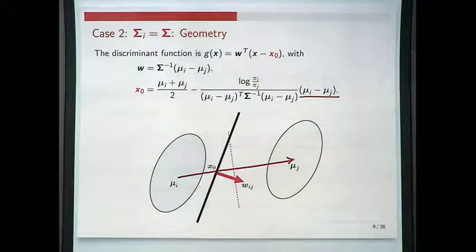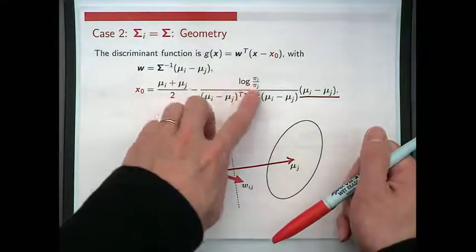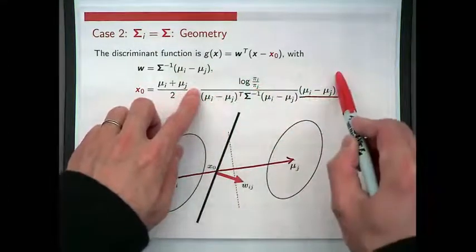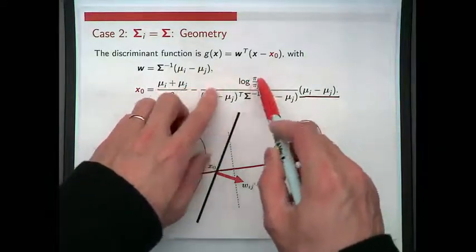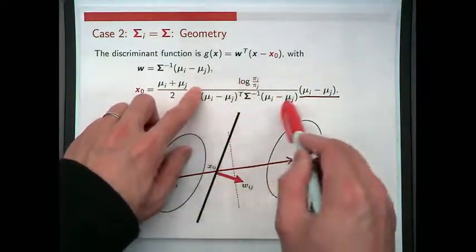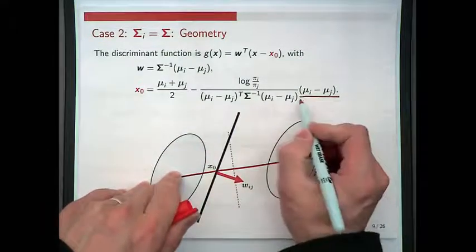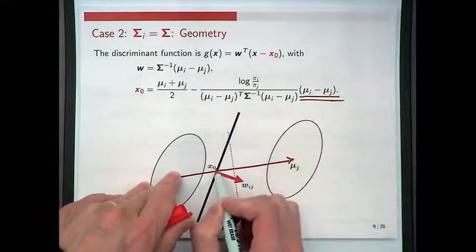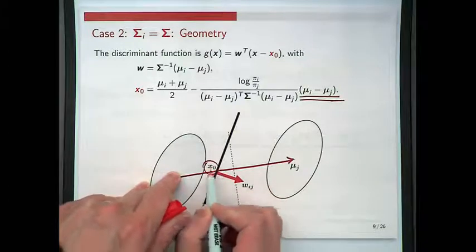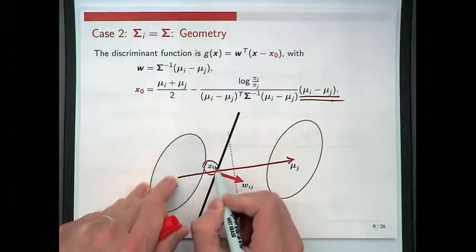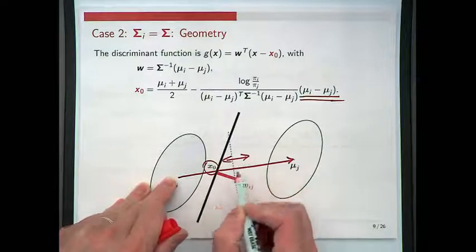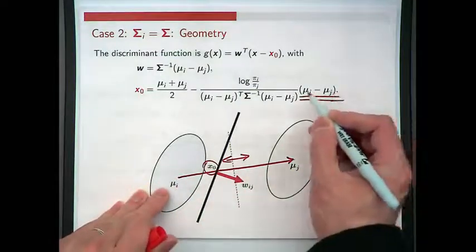When pi i is the same as pi j, you get a log of 1, that's 0, so you can just drop the term. But when they are not the same, then you need to take into account this term. Looking at this equation, you realize that I'm not going to move this x0 along this direction. I'm going to move x0 along the direction suggested by mu i minus mu j.